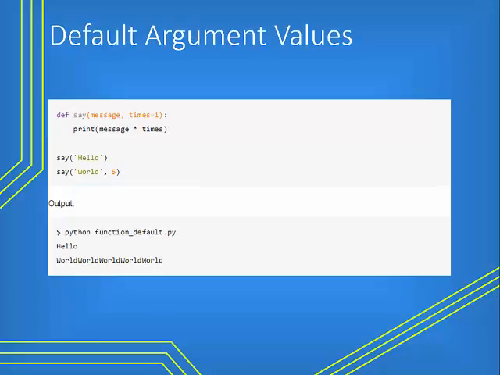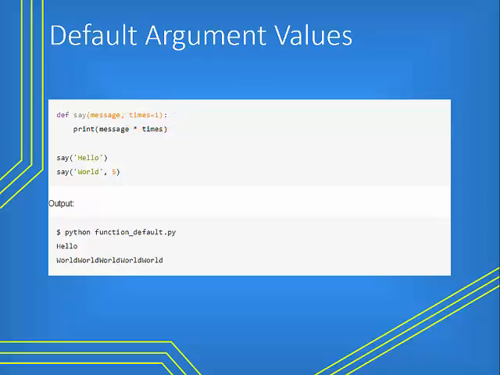For some functions, you may want to make some parameters optional and use default values in case the user does not want to provide values for them. This is done with the help of default argument values. You can specify default argument values for parameters by appending to the parameter name in the function definition the assignment operator equals followed by the default value.